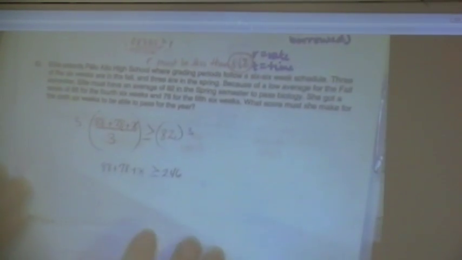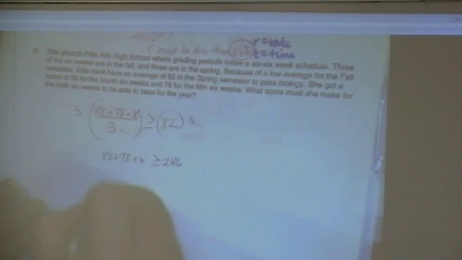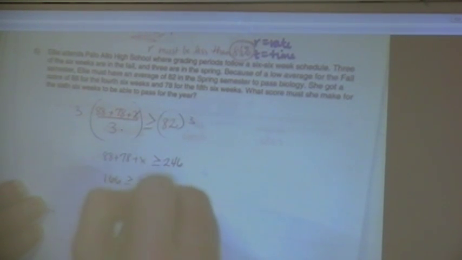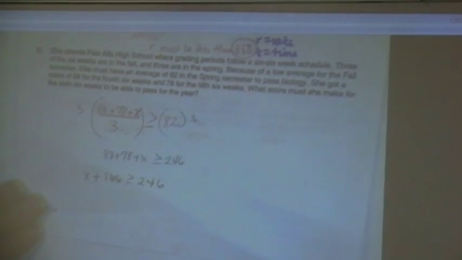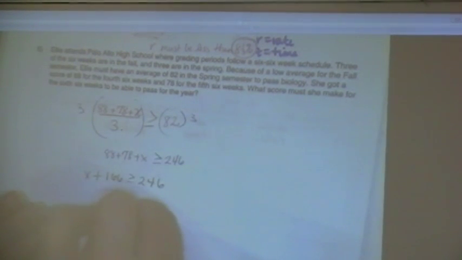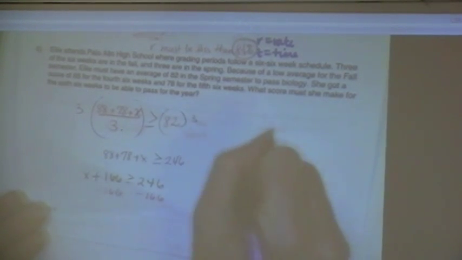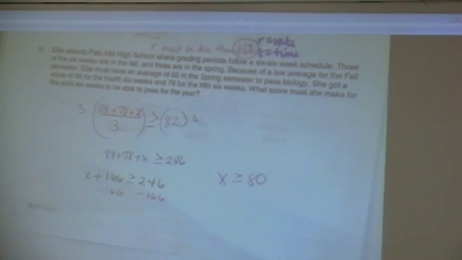Clear the fraction. Simplify the side. And I get X has to be greater than or equal to 80. So she has to make at least an 80.